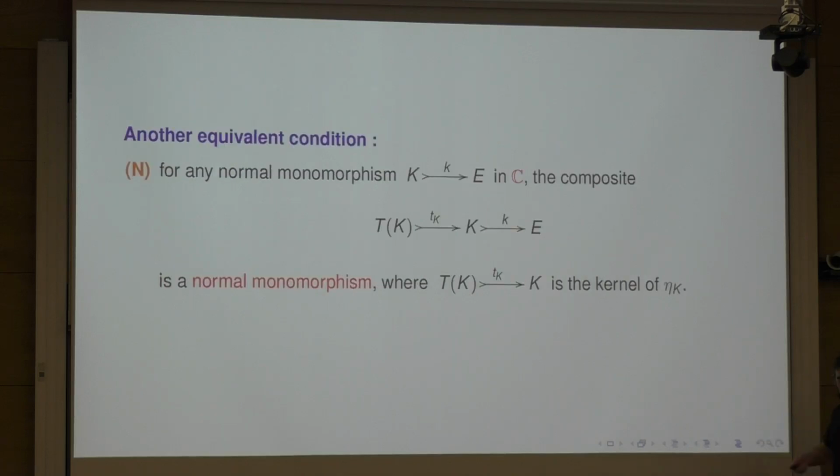And another equivalent way of expressing the property is to ask this property N, which says that if you have a normal mono K, then you precompose this K with the kernel of the K component of the unit of the adjunction, Tk, then the composite is again a normal monomorphism. You know that the composite of two normal monos is not a normal mono in general, but if this holds, then you will have the existence of fiberwise localization.